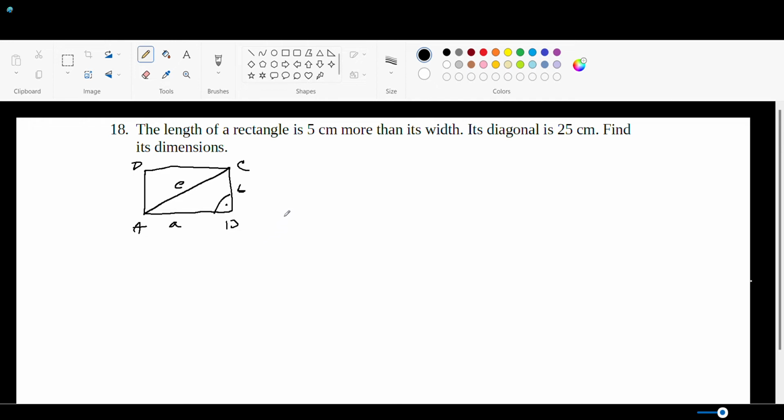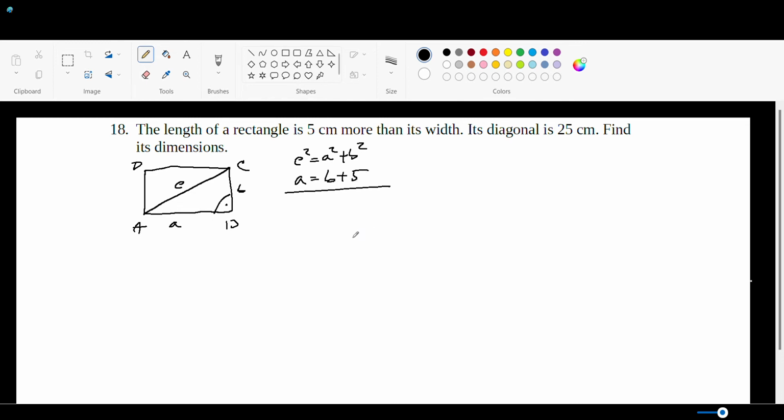So to calculate the dimensions of the rectangle, we'll use the Pythagorean theorem, which says e squared equals a squared plus b squared. We have to use another piece of information: the length of a rectangle is 5 centimeters more than its width. In this case, it means that side a is equal to b plus 5.